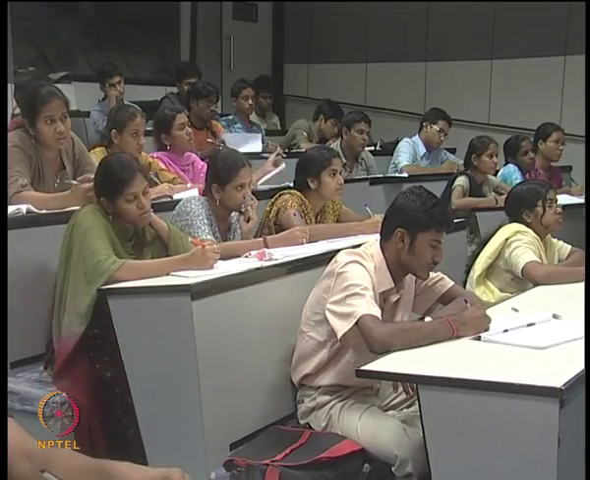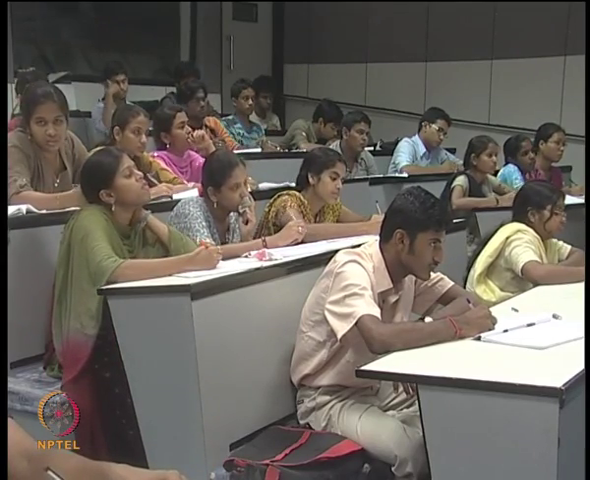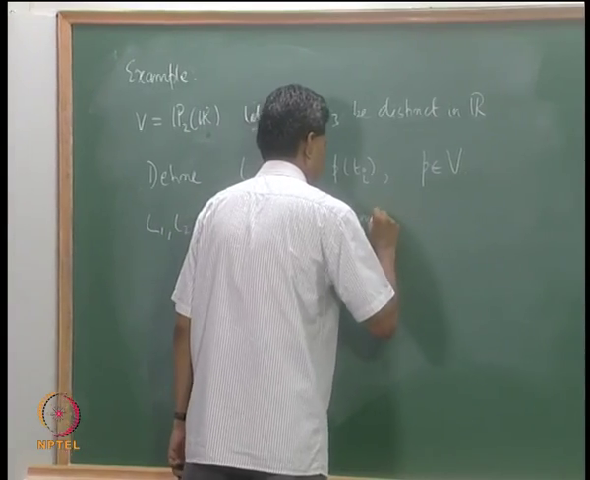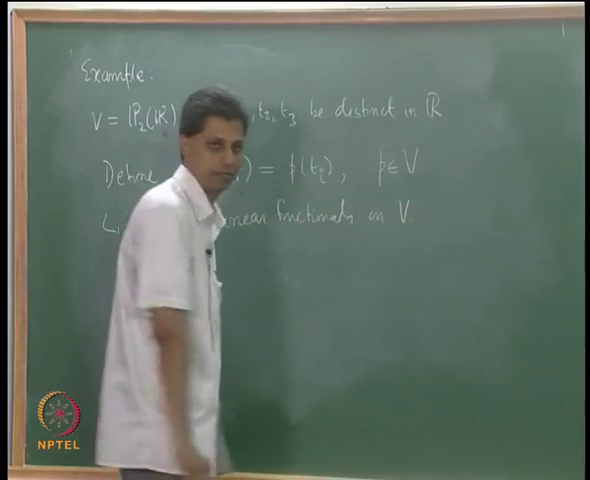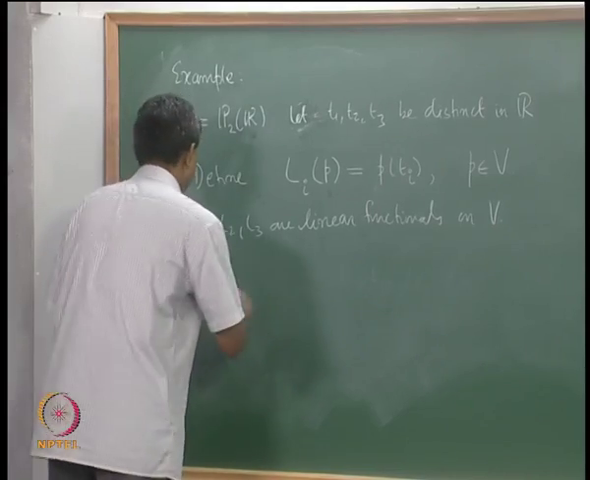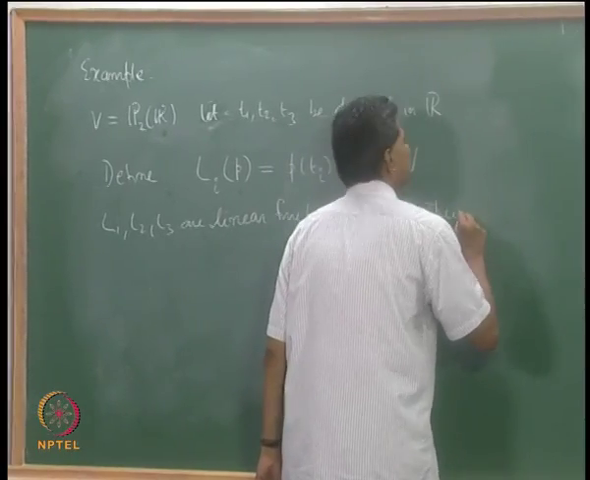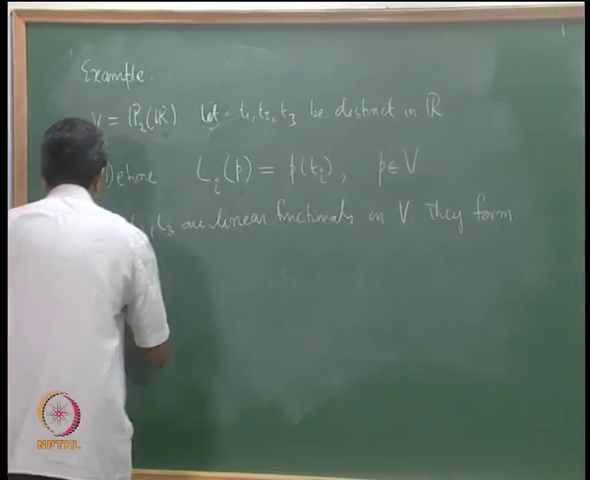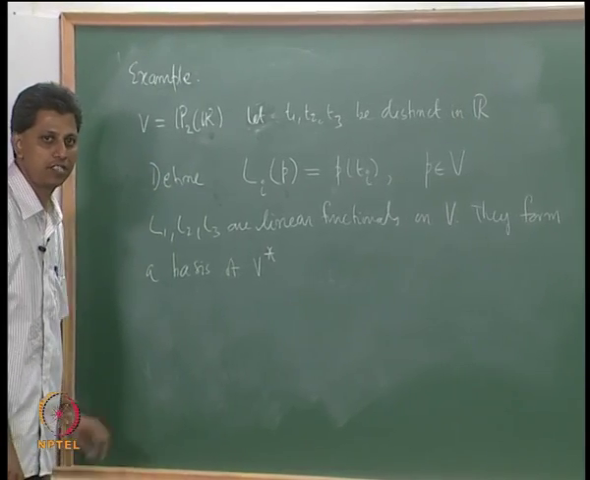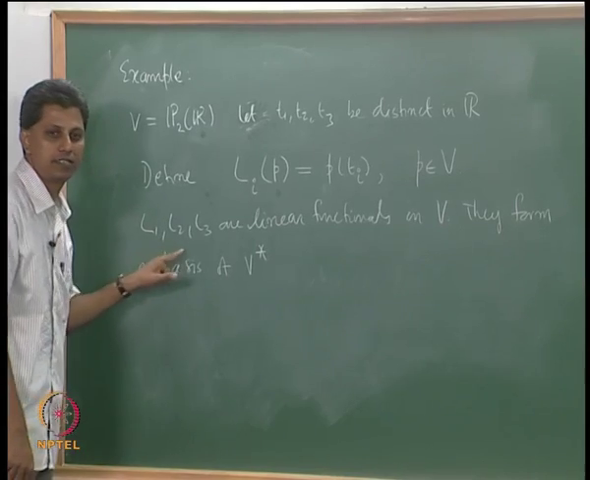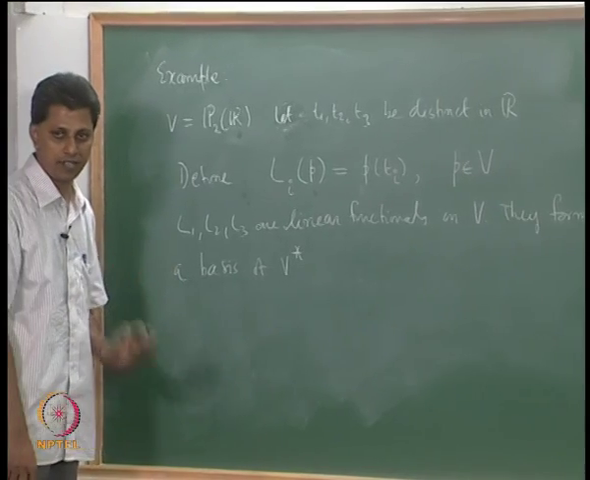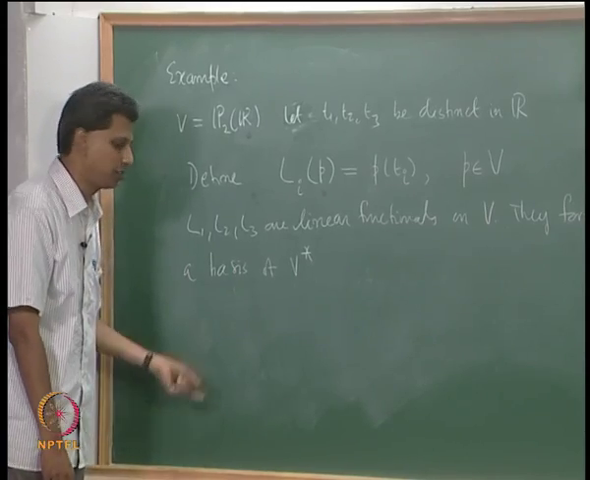I have 3 functionals here, each is linear. L1, L2, L3 are linear functionals on V. My claim is that this forms a basis of V star. V star is the space of all linear functionals on V. I am claiming that these 3 linear functionals form a basis of V star. It is enough if I prove that these are linearly independent, okay. So let me prove that these are linearly independent.